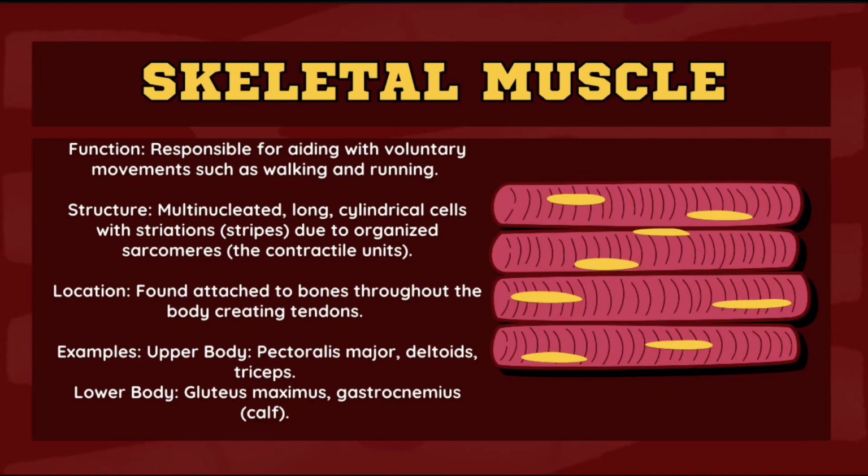The structure is multinucleated, long cylindrical cells with striations or stripes due to organized sarcomeres, which are the contractile units. The location can be found attached to bones throughout the body, creating tendons. Examples are in the upper body, the pectoralis major, deltoids, and triceps. The lower body includes the gluteus maximus and the gastrocnemius.